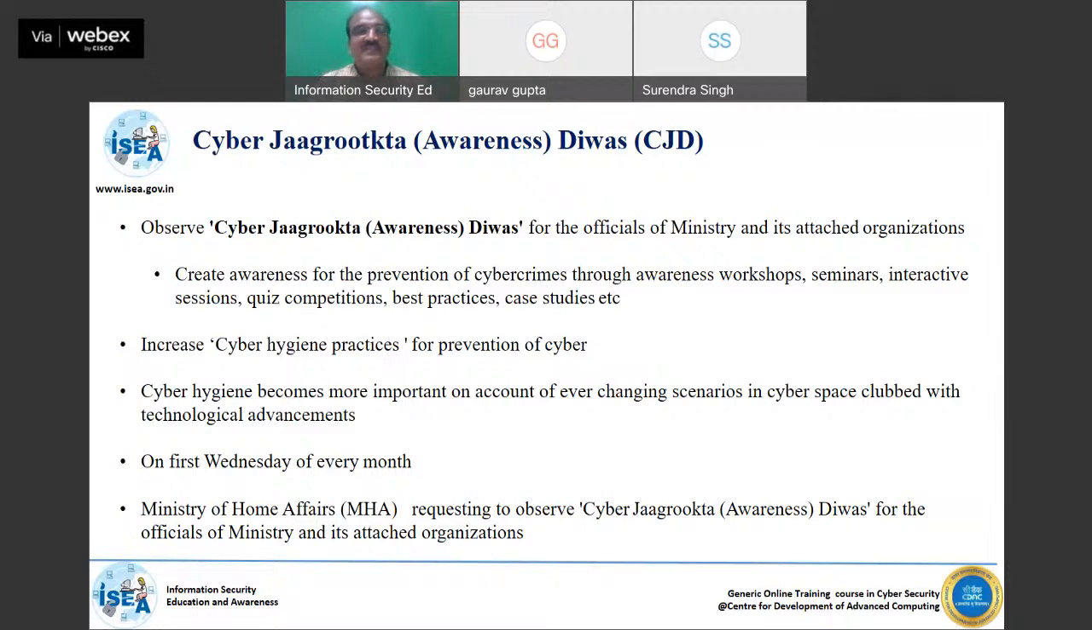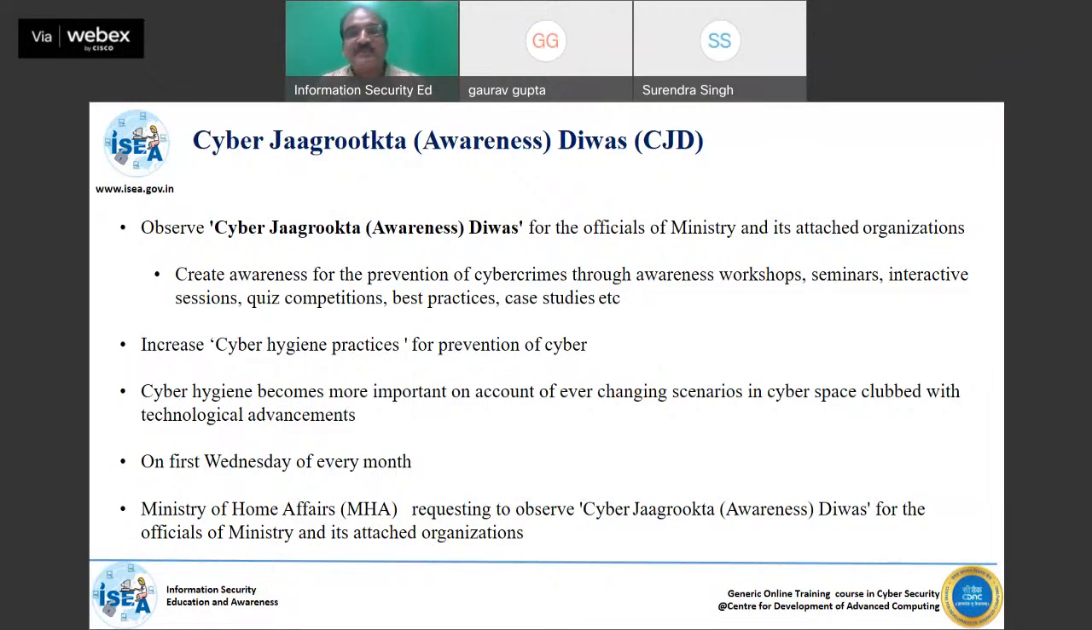The aim is to increase cyber hygiene practices for prevention of cyber crimes among all the users, whoever is using ICT gadgets, either your mobile phone, laptop, or desktop. They have to use those things in an efficient manner so that we can safeguard ourselves. At the same time, our organization will also be in a safe mode.